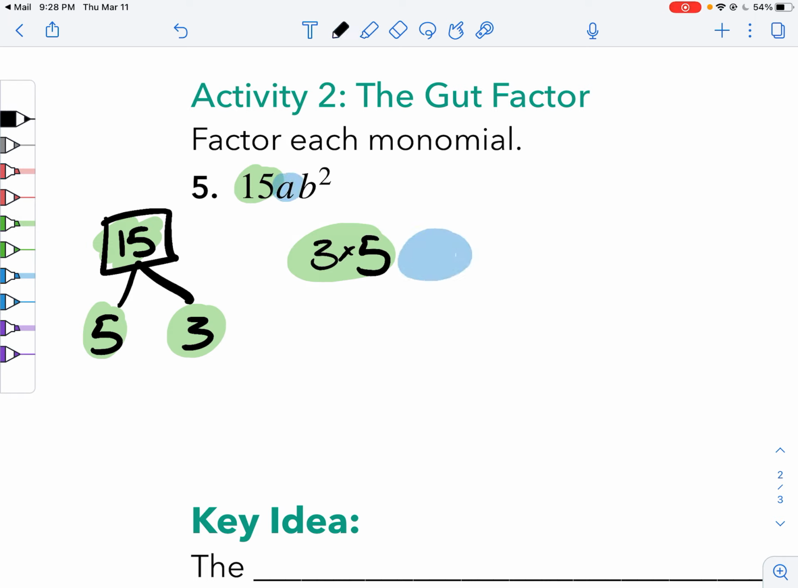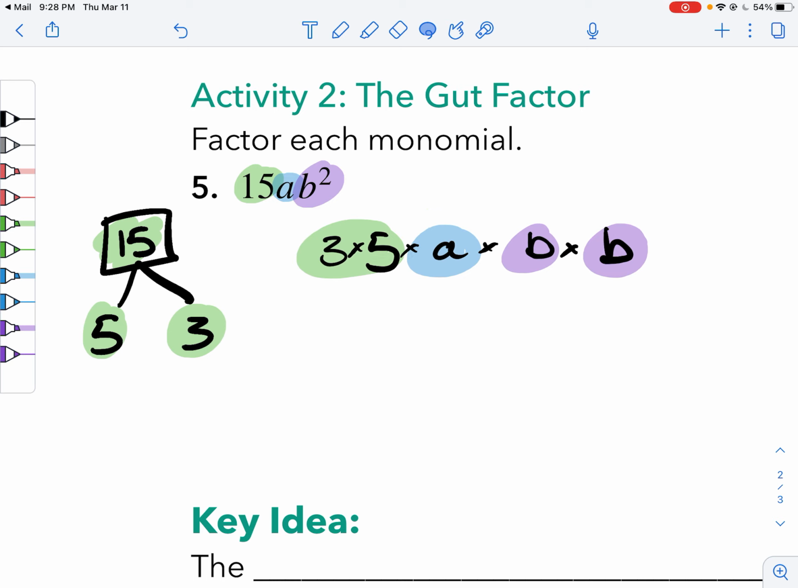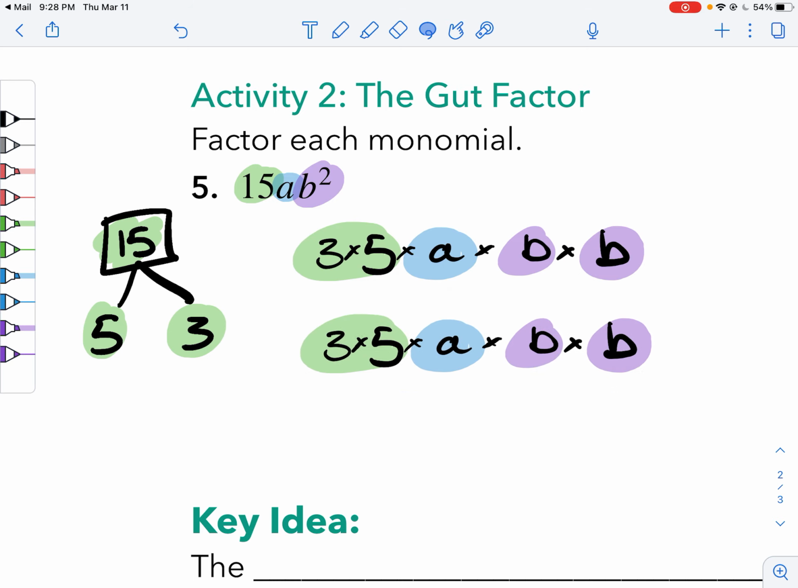A is just 1A, so times A, and then B squared tells us we have 2 B's. So we have B times B. So this is factored form right here. We have 3 times 5 times A times B times B. Done.